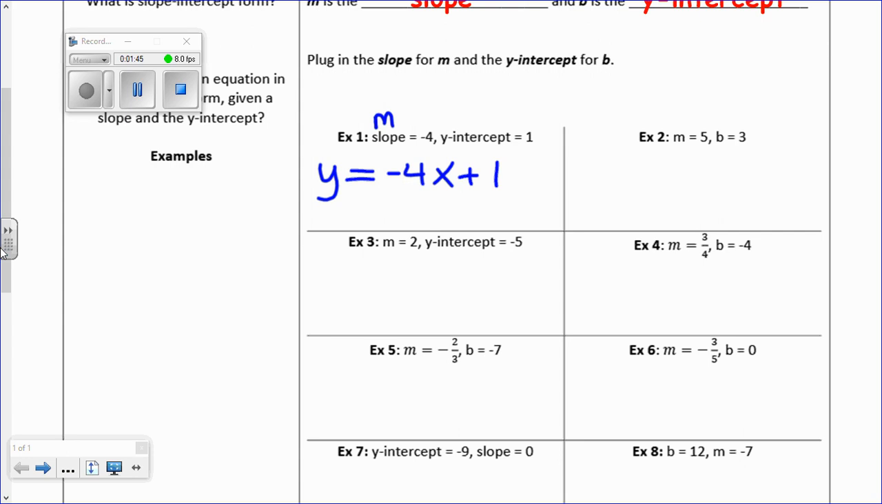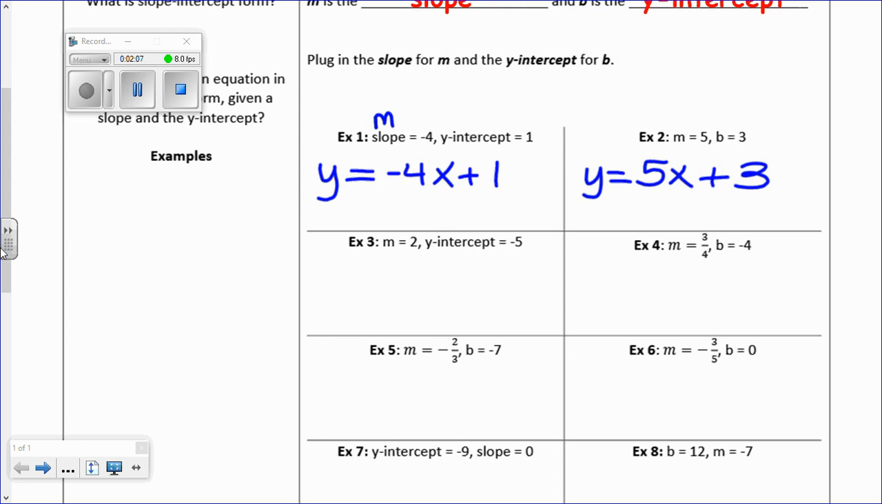Okay. All right, in example 2, we have m, which is the letter for slope, and b, which is the letter for the y-intercept. And then we're going to plug it into the formula y equals mx plus b. So again, this is y equals 5x plus 3. So we got a +3 there. Okay. And so now that's the equation of that line that has that slope and that y-intercept.